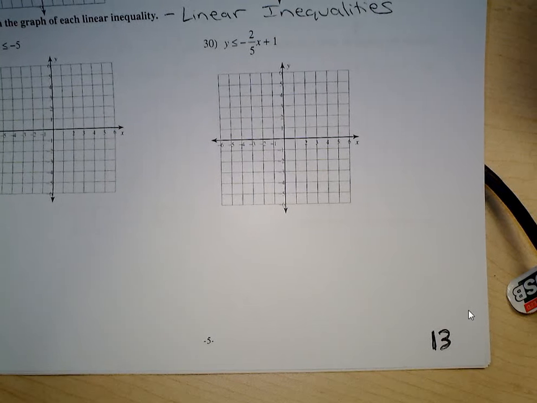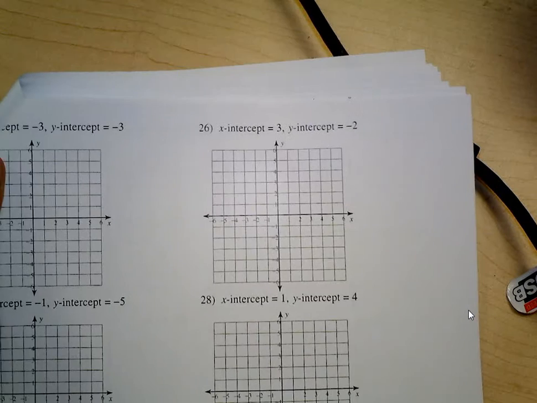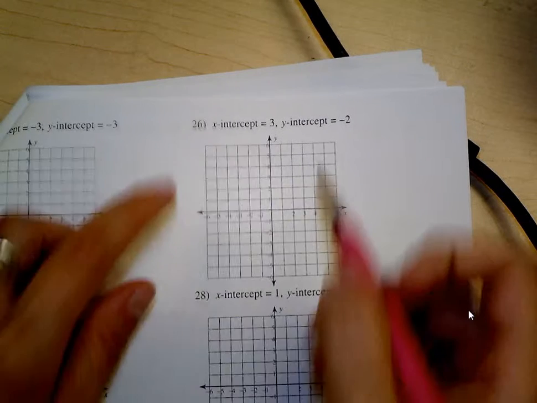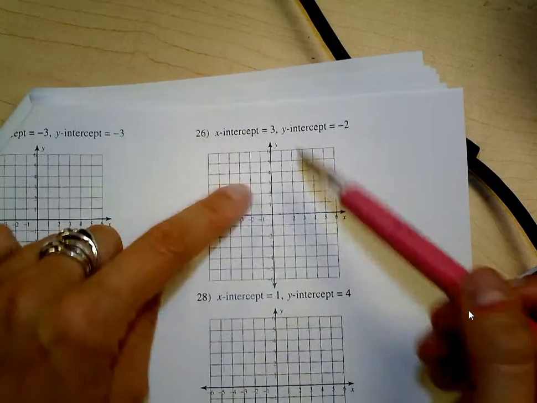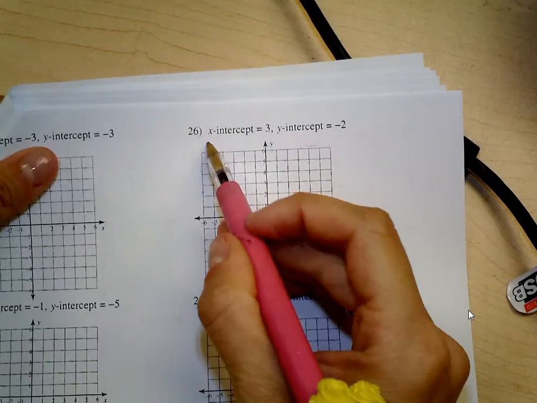All right, I'm on page 13 of the packet. Looking at number 26. Whoa, what the? How am I supposed to graph this? Okay, let's review what is an x-intercept.